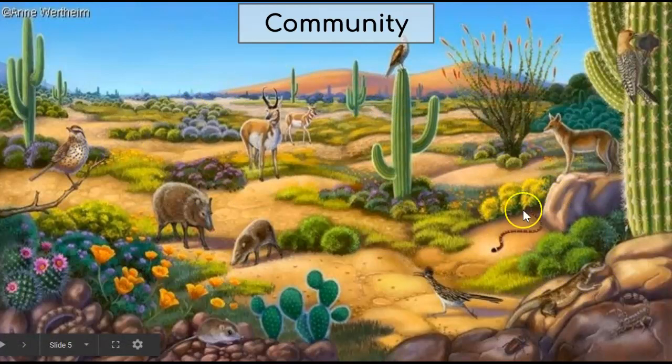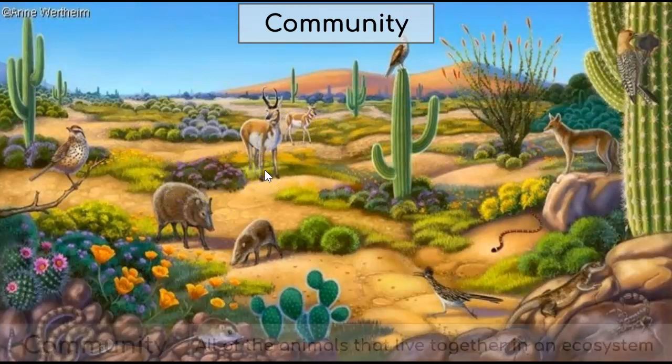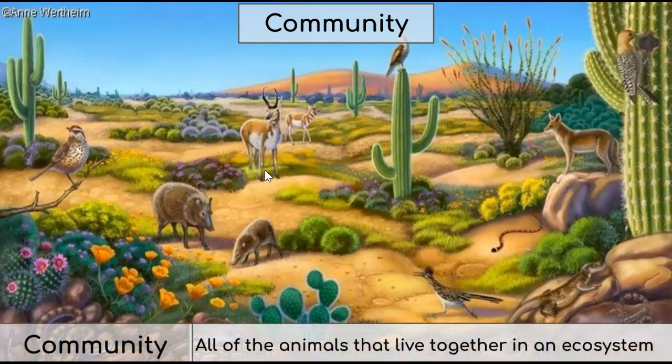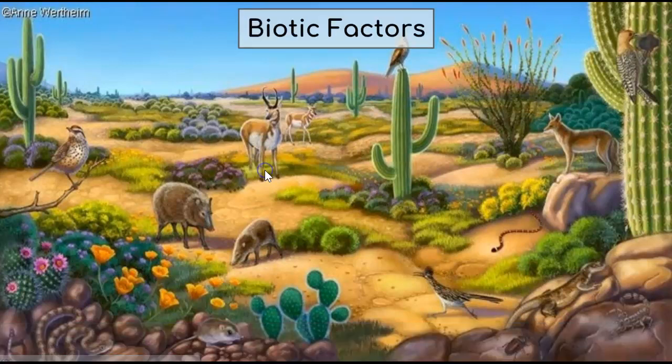All of the living organisms are part of the community because they all depend on one another. They might eat one another. They might be eaten by one another. They might just be friends with each other, but they're still part of the community. So a community is all of the organisms that live together in an ecosystem.